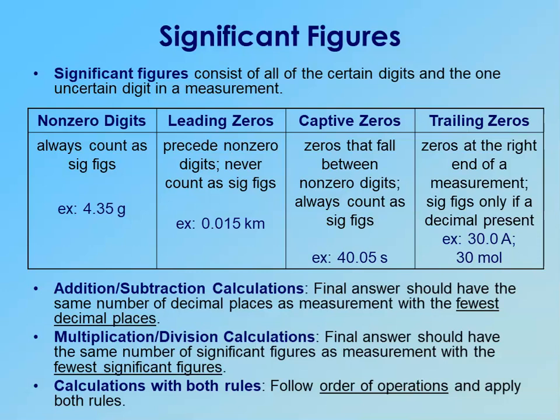If you happen to have a calculation that involves both rules, you're going to follow PEMDAS. You're going to do your order of operations. And if that means you need to add and subtract before you can multiply or divide, then you would do the addition subtraction sig fig rule, and then you would apply the multiplication division sig fig rule. And you would do the opposite if that was the case. So if you have both types of calculations occurring, make sure you pay attention to which one you need to do first.